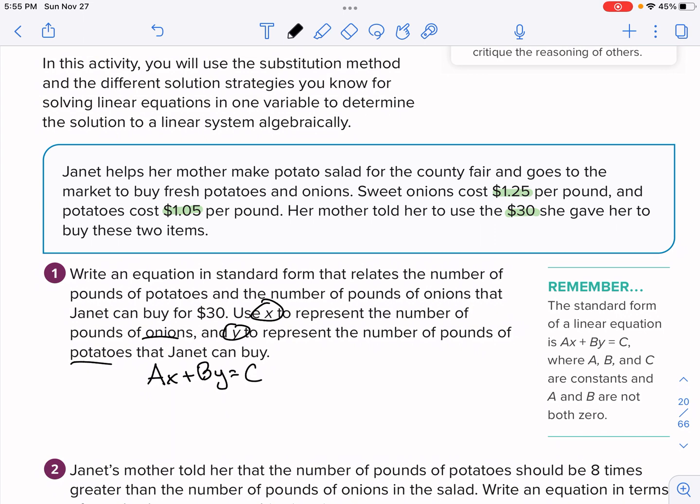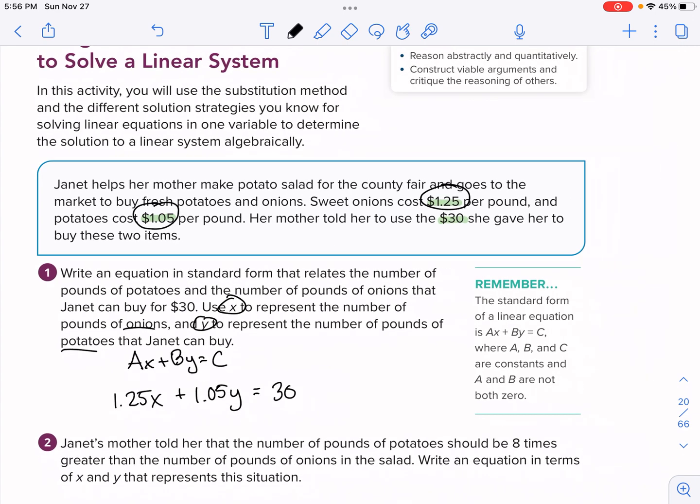Okay, so x is onions. So the thing that was related to onions is this 1.25. So this will be 1.25x for onions. Plus, instead of by, it'll be 1.05y. And then the total thing costs, or we're using up, $30. Okay, right, that's a 30.